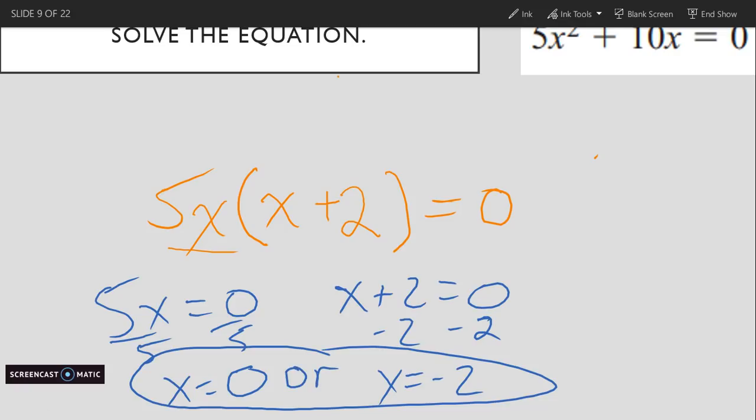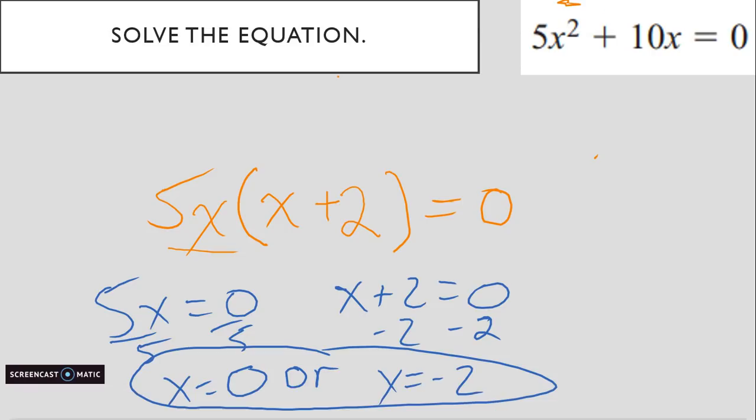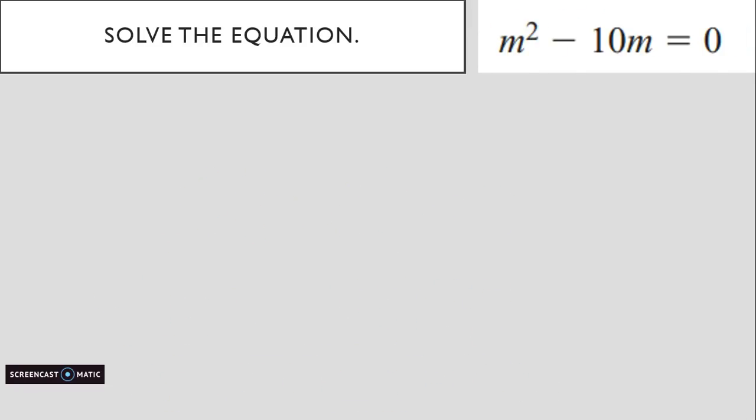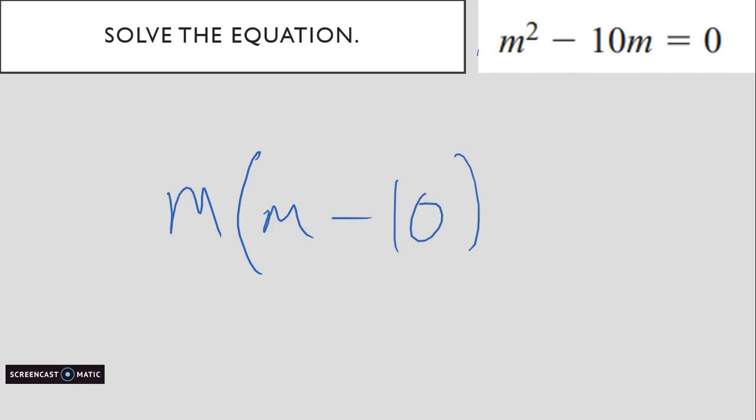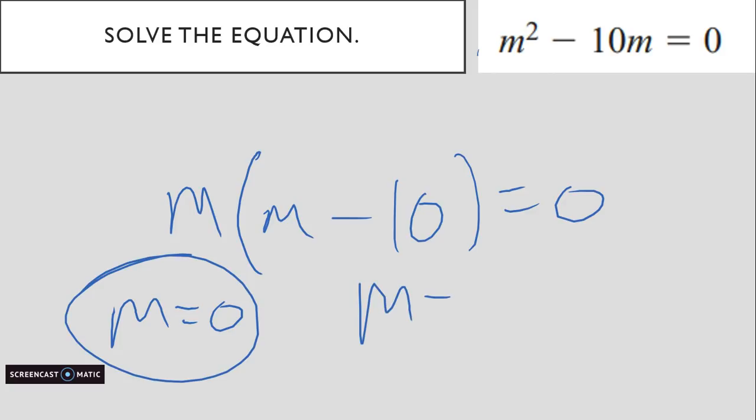And that looks great. I think I'm running out of time for one more. So the GCF here is m, because there's no coefficient that I need to worry about. m times m is m squared. There's a subtraction sign. m times 10 is 10m. That equals 0. Set up two equations. That one's already ready to go. m minus 10 equals 0. We're going to add 10 to both sides.